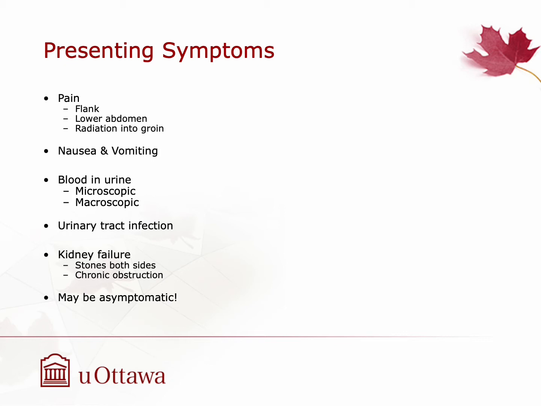Obviously, there can be associated nausea and vomiting, and presence of blood in the urine, either microscopic or macroscopic. It is important to note that some stones will not show any evidence of blood on urinalysis as well. In rare cases, we have patients that present with stones obstructing both sides, which can lead to kidney failure. And as I said, the stones themselves may be entirely asymptomatic, both in the kidney as well as in the ureter.